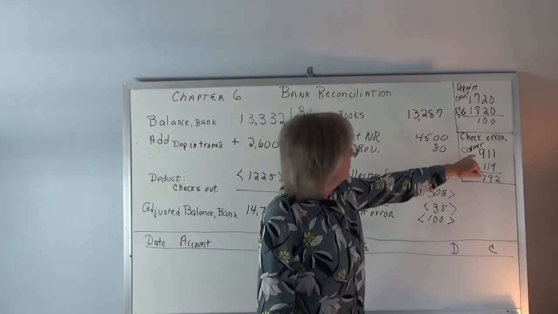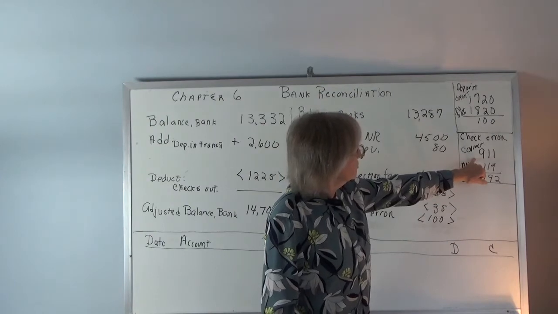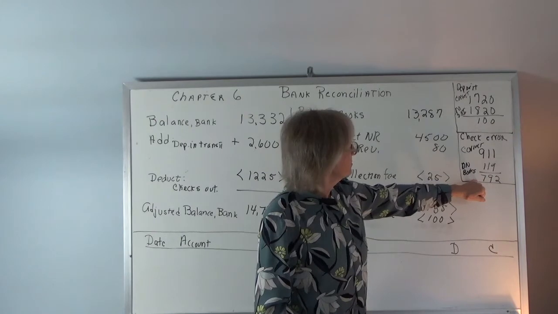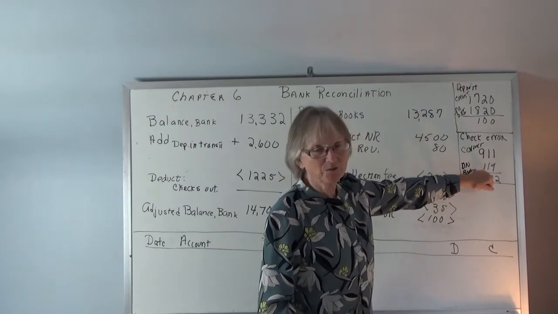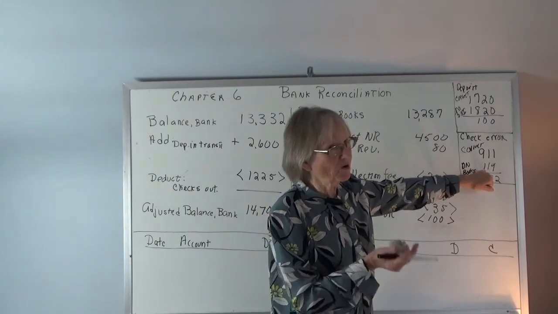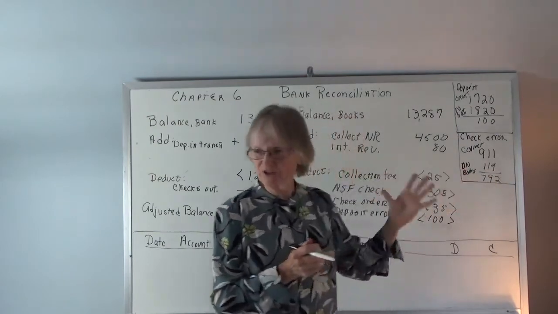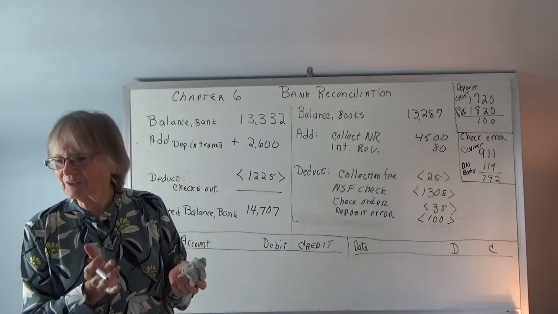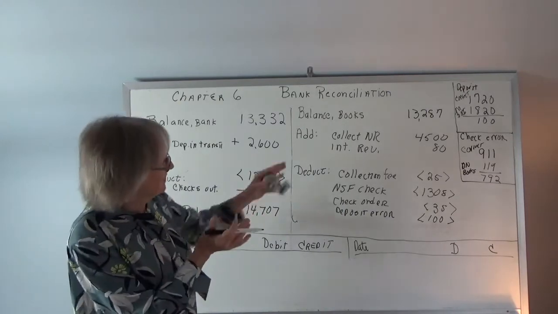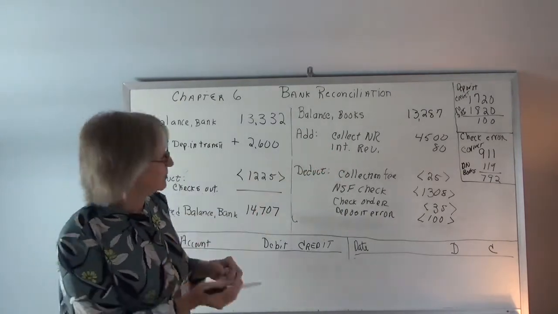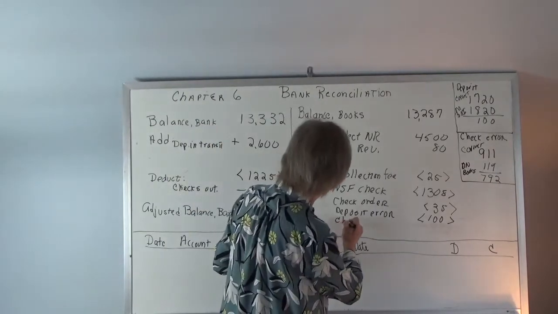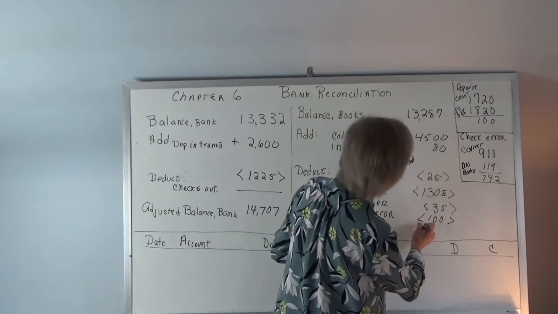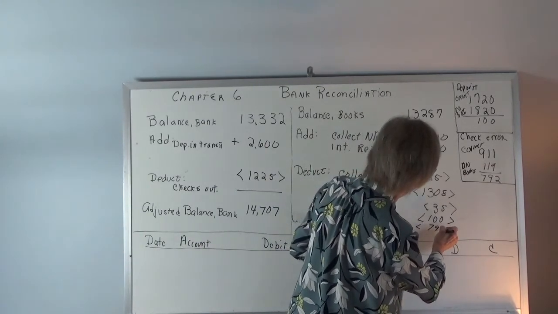And again, we have to ask ourselves, which way does this adjustment need to go? Well, we wrote a check for about $900. We told the books that we wrote a check for about $100. So this is another adjustment down, because we have to adjust it down because the books think they've got a lot more money than they actually do. So here's where the check error is also going to be deducted in this case.